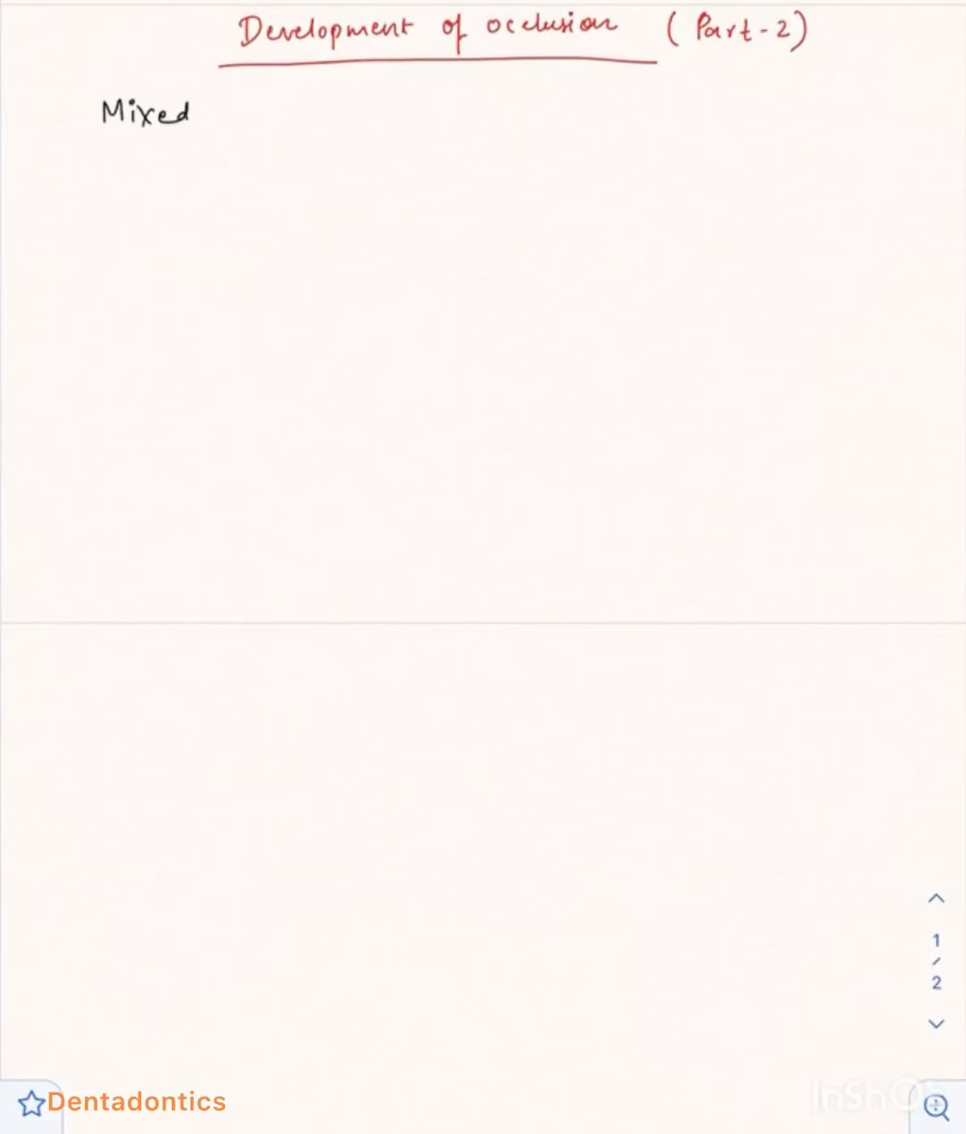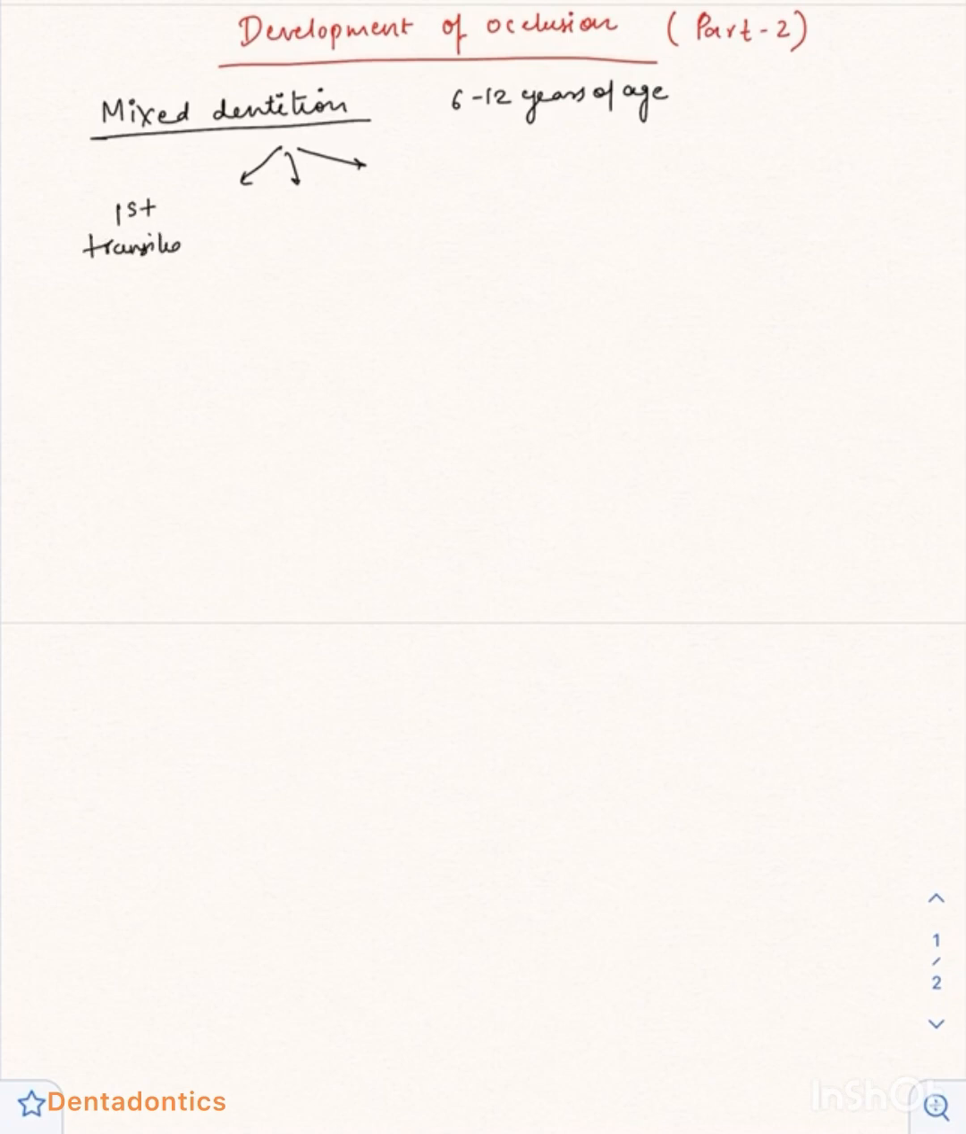Hello friends, so today we will discuss the development of occlusion part 2. Initially we have covered the primary dentition. Today we will discuss mainly about the mixed dentition. Mixed dentition is the dentition where both primary and the permanent teeth are present. It occurs in 6 to 12 years of age. It is further divided into first transitional period, second transitional period and third transitional period.